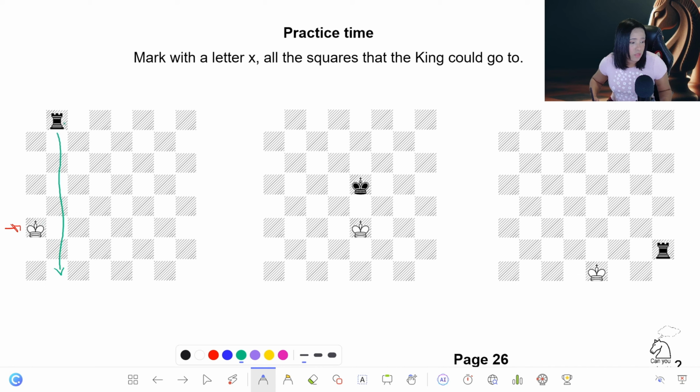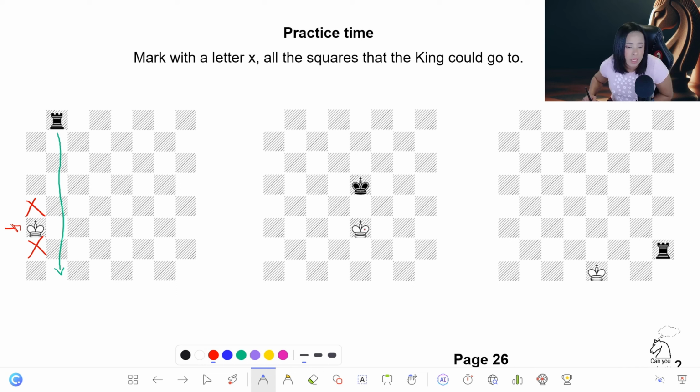So if the rook were not here, he could have moved here, here, or here. But as the rook is here, he cannot go there. So he could only go on this and this square, okay?